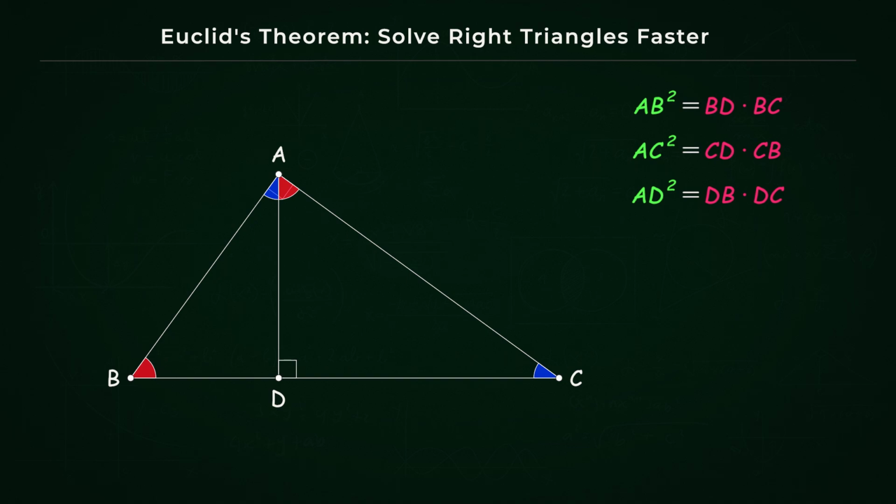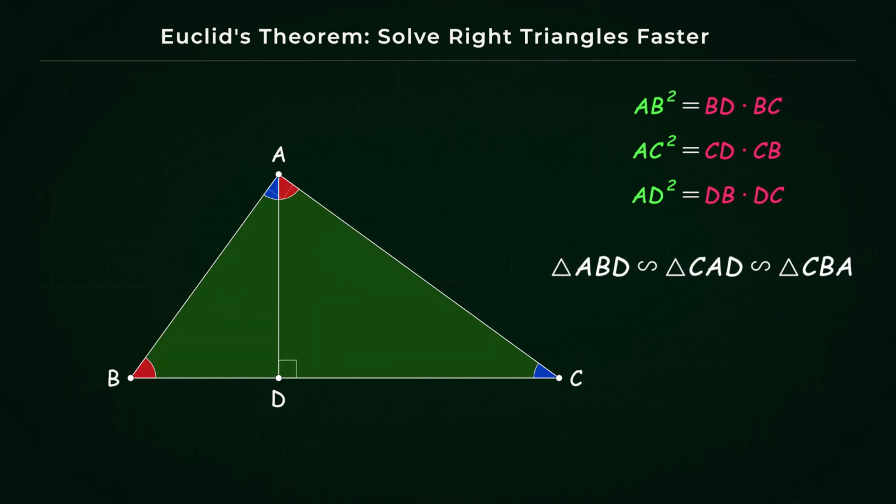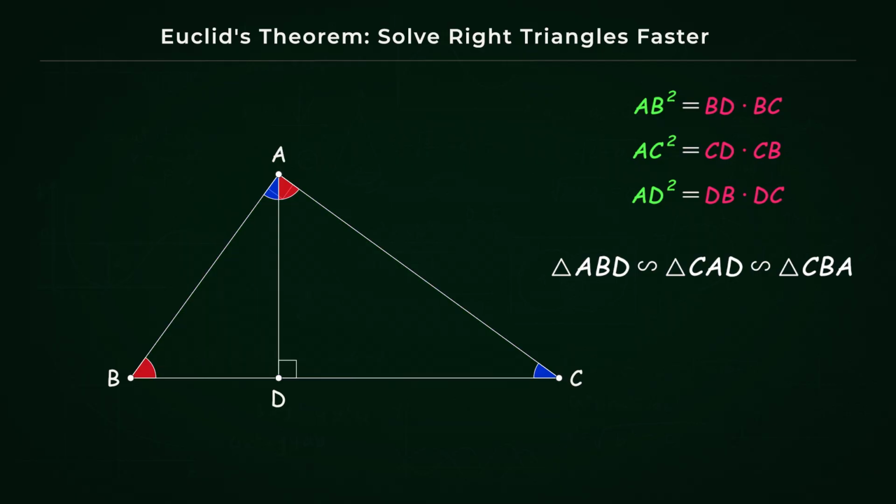So, we have 3 similar triangles, ABD, CAD, and CBA. Using the proportional relationships between them, we can derive each of the 3 formulas. For example, using the similarity between triangles ABD and CBA, we get AB over BD equals CB over BA, which gives us the first formula. Similarly, from the similarity between triangles CAD and CBA, we obtain the second formula. Finally, using the similarity between triangles ABD and CAD, we get the last formula, and that completes the proof.